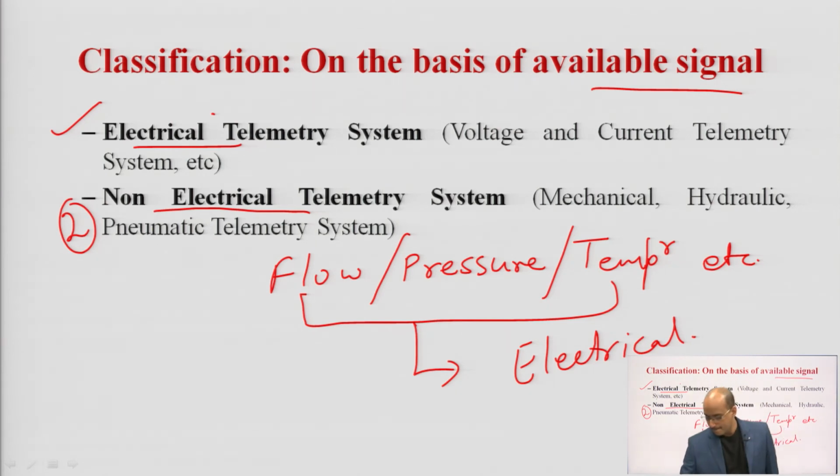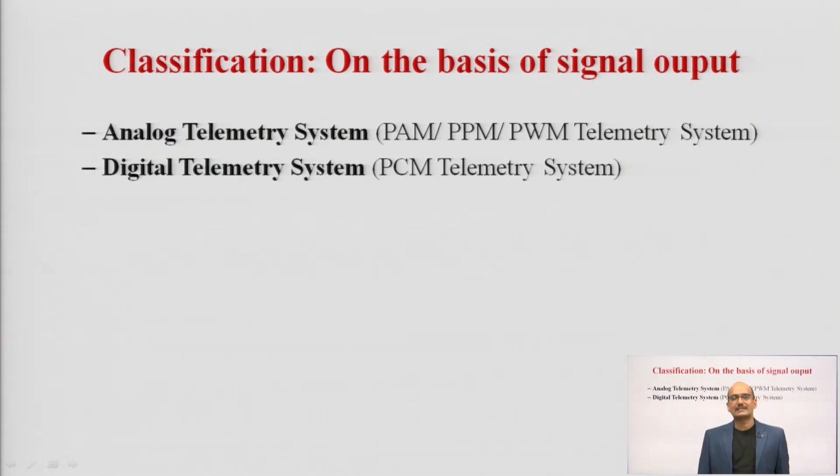Now, as per the classification, the last part is on the basis of signal output. When we are talking about the signal output, you can easily understand what kind of signal we get at the ending point of the telemetry system. If you are getting an analog signal, it means that is an analog telemetry system. If you are getting a digital signal, it means that is a digital telemetry system.